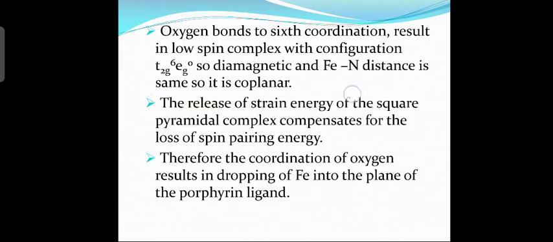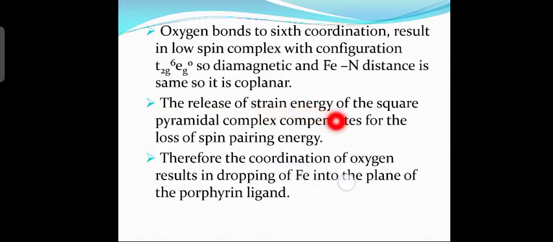Next slide. Oxygen bonds to give 6 coordination. So in oxyhemoglobin, oxygen bonds to give 6 coordination, which results in a low spin complex. So what is the configuration in the low spin complex? In the low spin complex all the electrons are paired up, that means t2g6 and eg0. So that complex is diamagnetic. And the iron and nitrogen distance is the same and it is coplanar. In that case the Fe distance will be the same, and that compound is called coplanar.